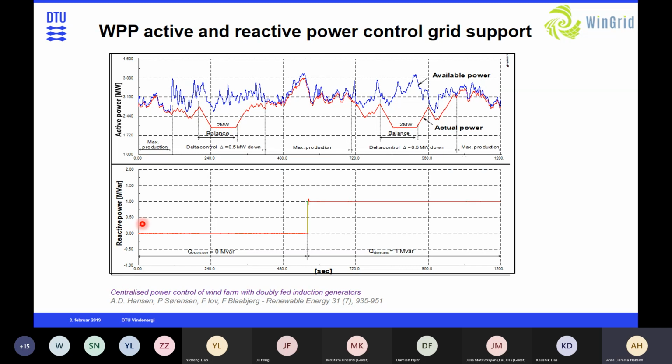While we do different changes in active power, we can also require different demands from the wind power plant with respect to reactive power, and it can do it independently. Of course, this is a modern wind turbine, DFIG, as far as I remember, but the same is also true for type 4.